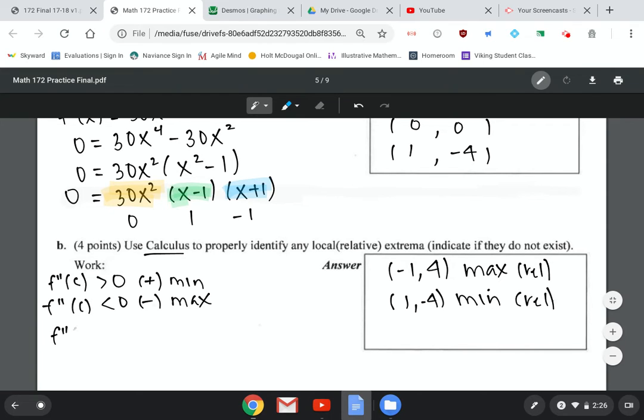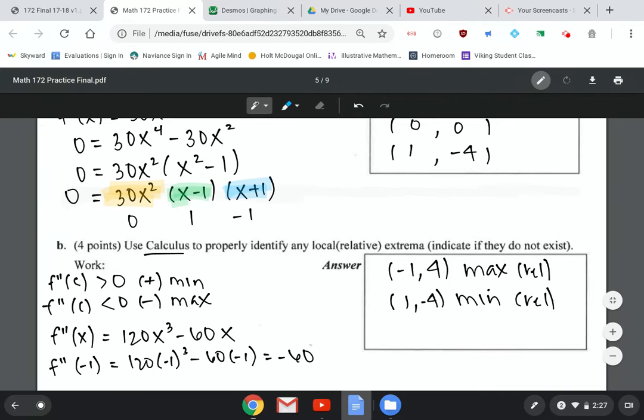The second derivative of this function, we will go back up to this right here. Well, 4 times 30 is 120x cubed. And then 2 times 30 is 60x. Okay, so there's our second derivative. And now we can plug in -1 and we can plug in 1. So f double prime of -1, well, that's going to be 120 times -1 cubed minus 60 times -1. And that is going to be -60. This is a negative number, which means by our second derivative test, it's a max. And that's how you show it using calculus.